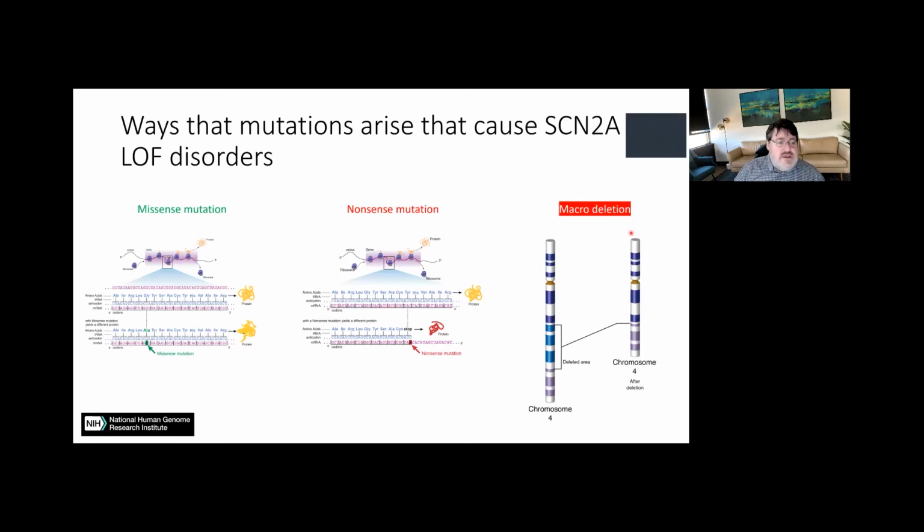So how do mutations arise? And I've shown 3 major genetic mechanisms that can result in loss of function of SCN2A. And these are namely missense mutations, secondly, nonsense mutations, thirdly, macro deletions. And I'll touch on each individual one of these.